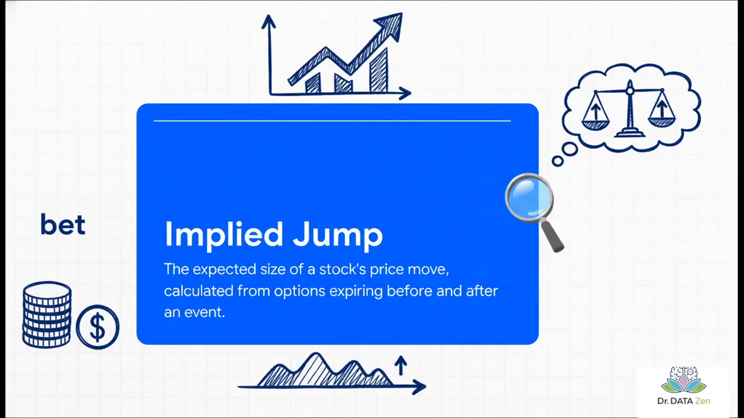Well, traders use options to figure out the exact size of the jump the market is expecting. They can actually put a number on the market's collective guess, and then they can bet against it. They can bet that the actual jump is going to be either way bigger or way smaller.